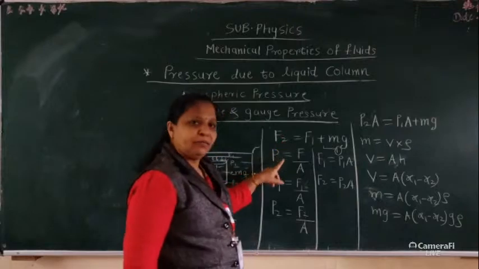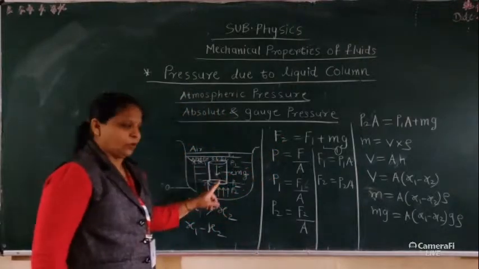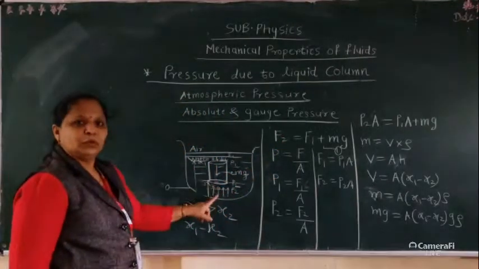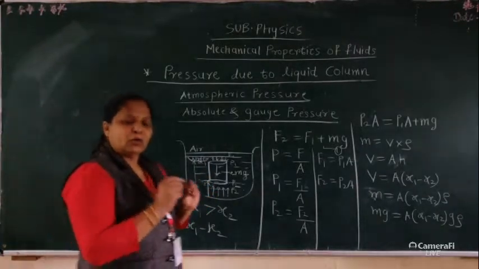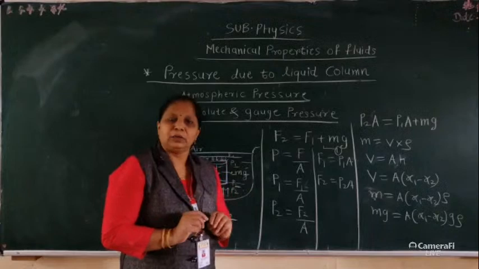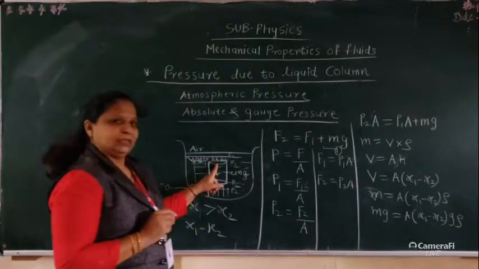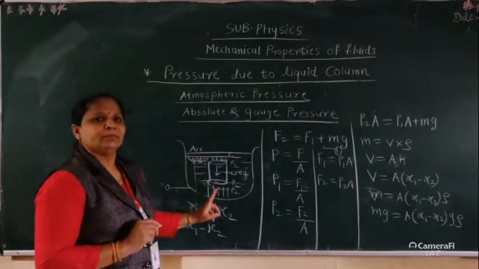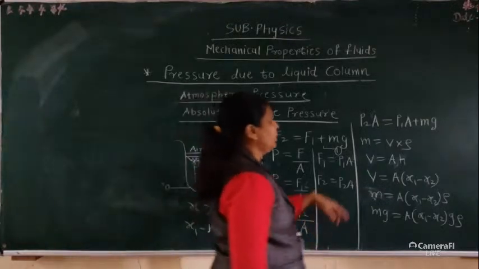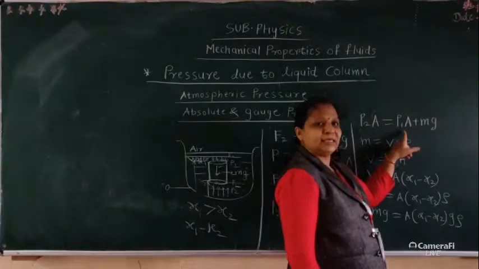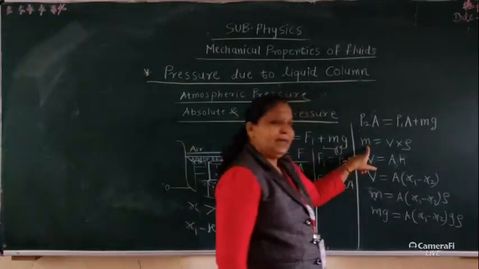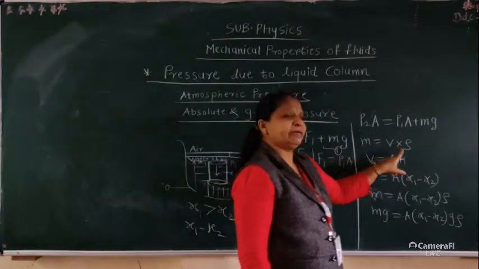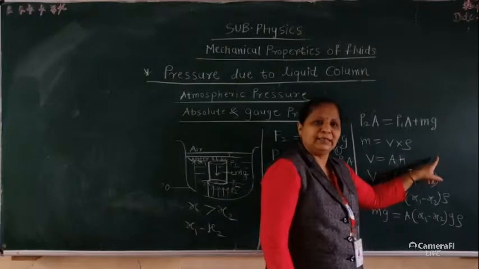Then the downward force and upward force balance each other. Then we can conclude that the downward force must be equal to the upward force. Therefore, P2A is equal to P1A plus mg.